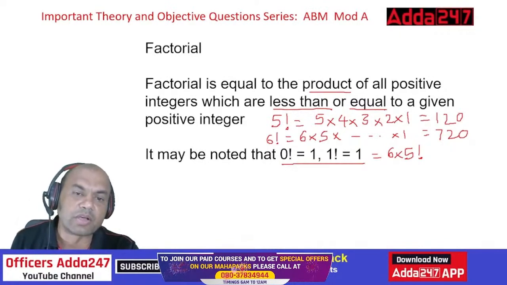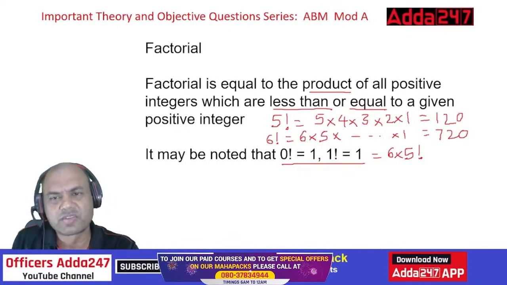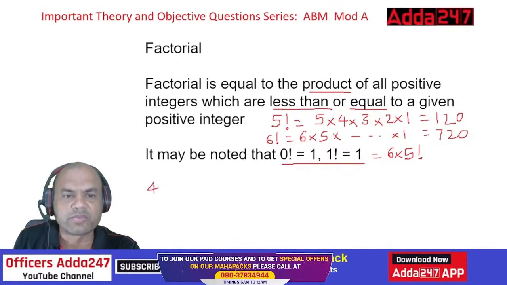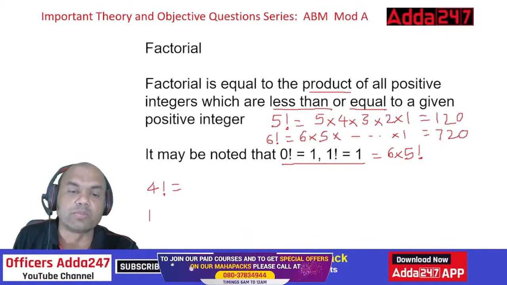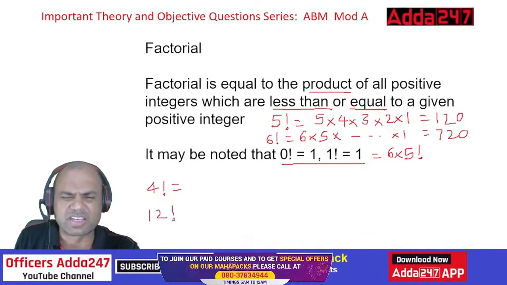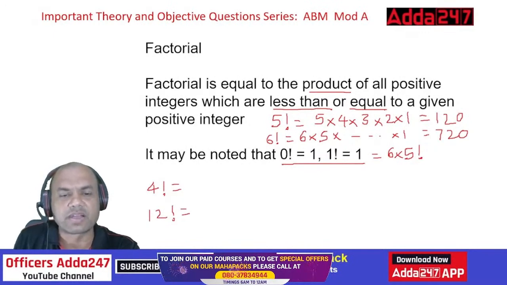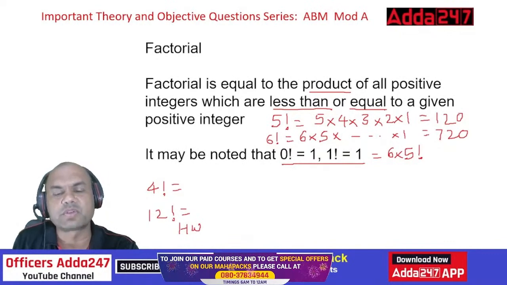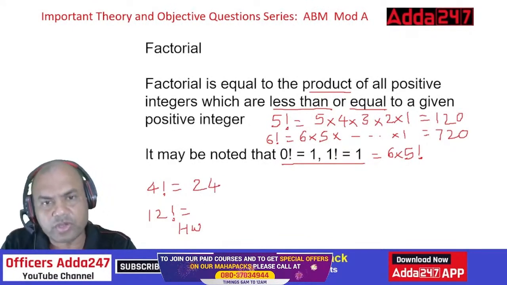Now, give me the answer for, let's say, a simple one: 4 factorial. Just give me the answer immediately. I could have given you a difficult number. Try at your home: 12 factorial. Such big numbers don't come in the exam, but try it at your home and give me the answer in the comment section. Okay, 4 factorial is what? 4 into 3 is 12, into 2 is 24. That's the answer. Got it? Factorial.